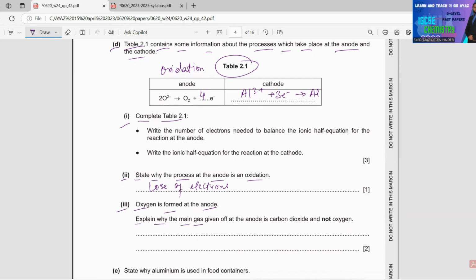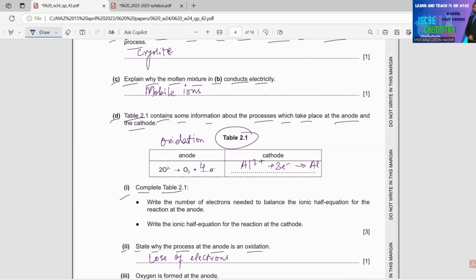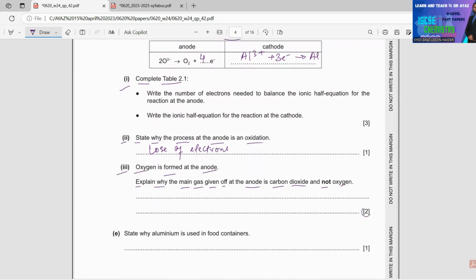Number 3, oxygen is formed at the anode. Explain why the main gas given off at the anode is carbon dioxide, not oxygen. Now, the anode is made up of carbon or graphite. And due to the high operating temperature, the oxygen produced reacts with carbon, or carbon burns. You can even write combust in oxygen. Combust means it's reacting with oxygen. So first of all, you write, so 2 marks, anode is made of carbon or graphite.